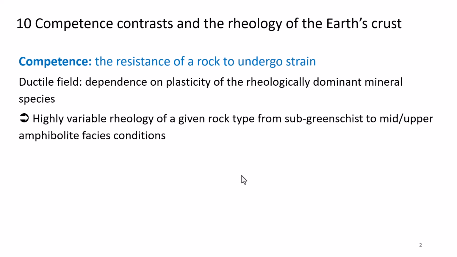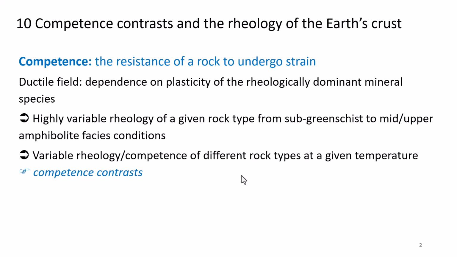Even a given rock type, let's say a gneiss or a mica schist, does not show the same rheology at different conditions. At low temperature conditions in the subgreenschist facies, a rock would show a different rheology compared to higher temperatures of perhaps the middle or upper amphibolite facies, because at low temperatures, plastic deformation processes are not as efficient. The rock would be harder compared to high temperature conditions where high plasticity would weaken the rock and make it less competent.